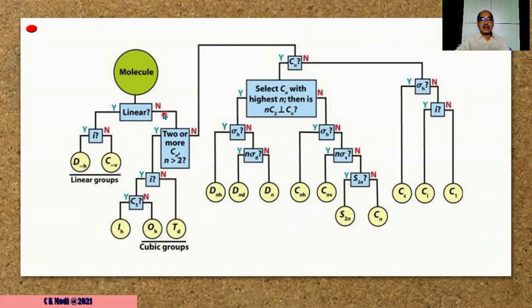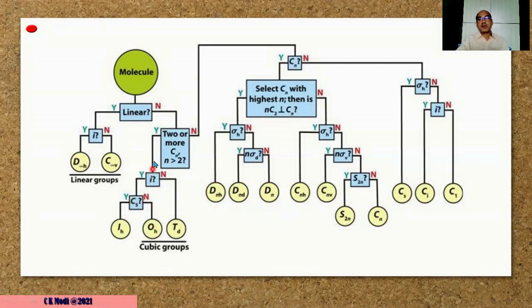So how do we find the icosahedral point group? The molecule is not linear, but it has a number of rotation axes where the value of n is greater than 2. Center of symmetry I is present, yes. Also a number of C5 axes are present, then the point group is icosahedral. Now if the C5 axis is absent, then the point group is octahedral.